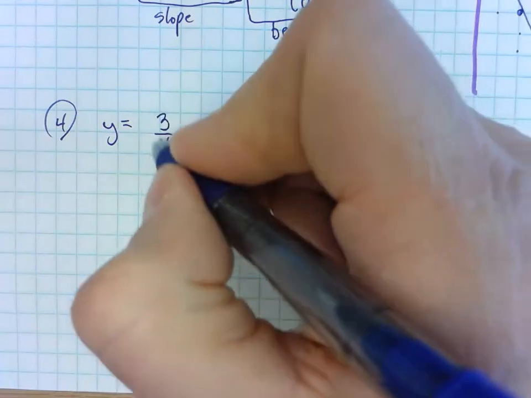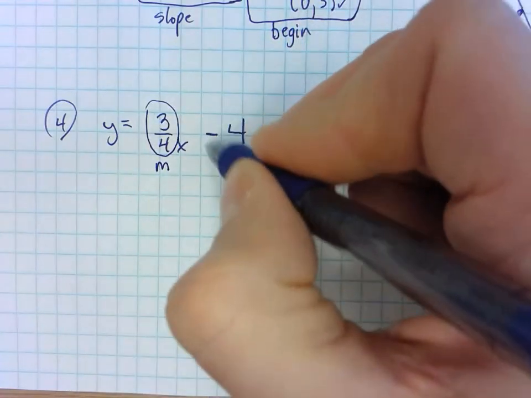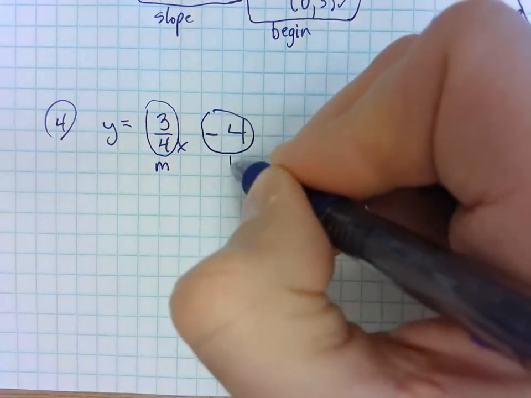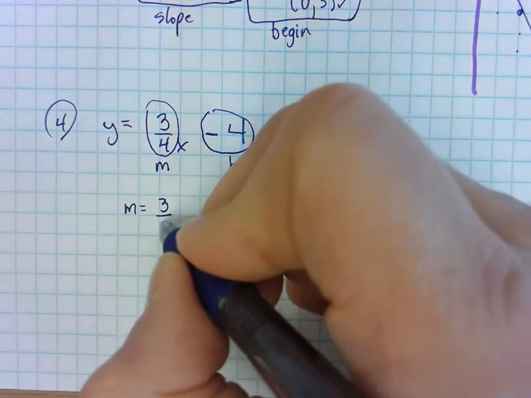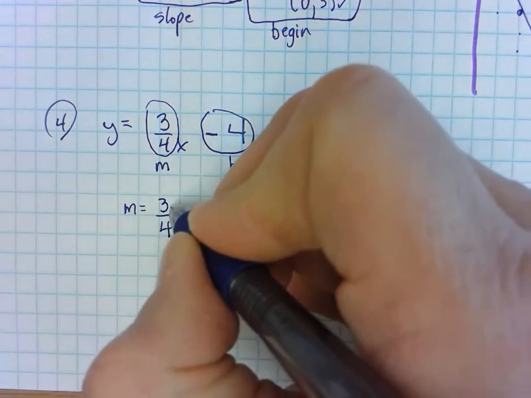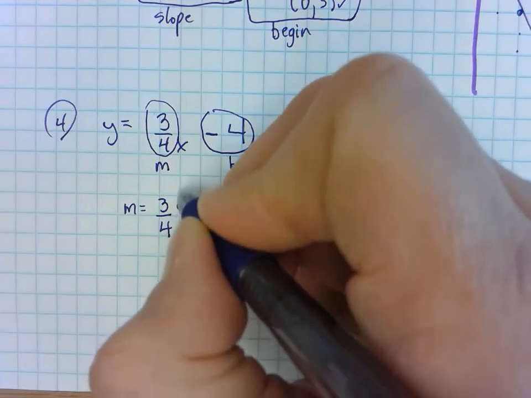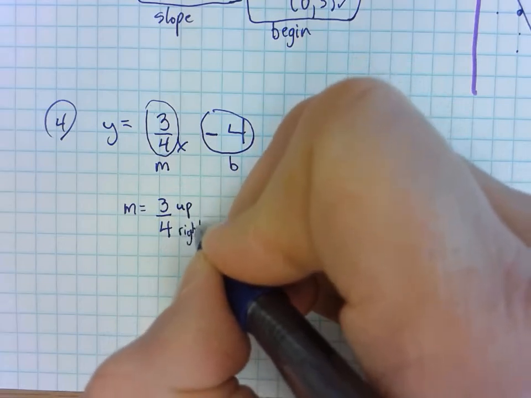So I'm going to circle this part right here. Okay, this is the m. Now this time this has a negative sign with it right here, the subtract sign, and that is the b. All right, so my m is 3/4. Again, if you're talking about rise and run, that is going to be a rise up of 3 going up, and then the run is 4 to the right. So we're going to go up and right.